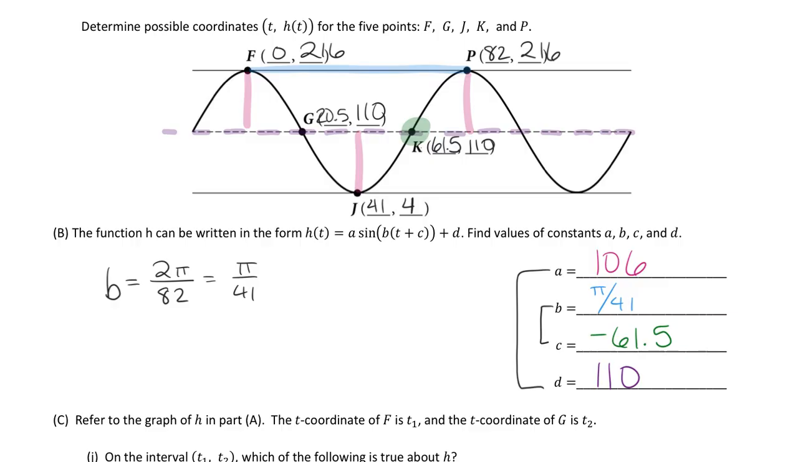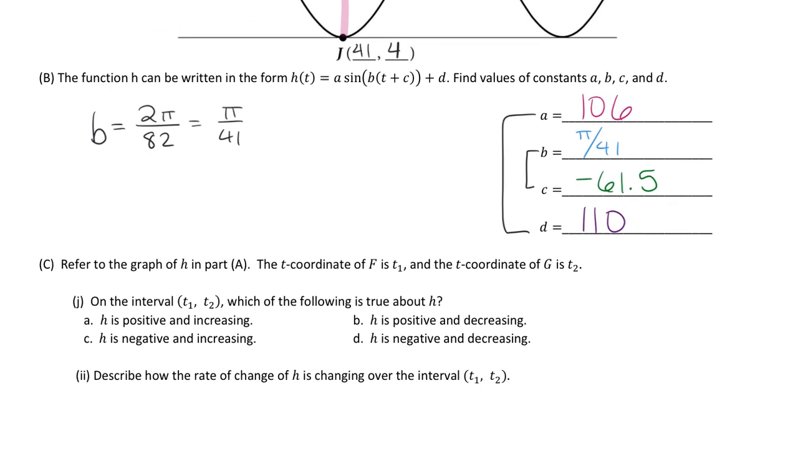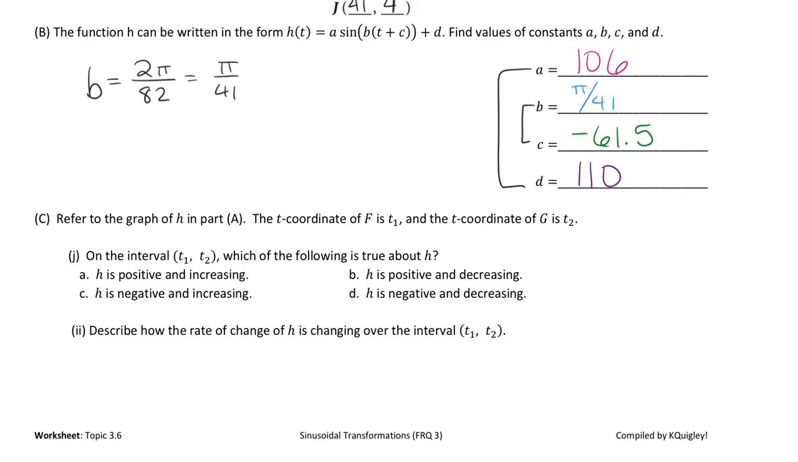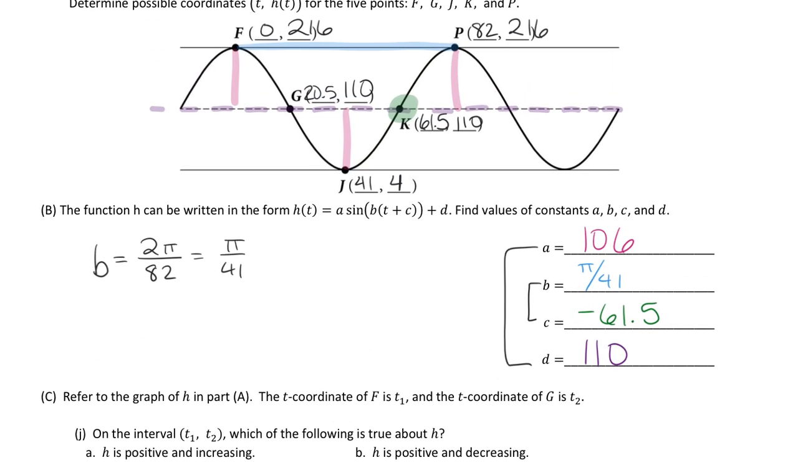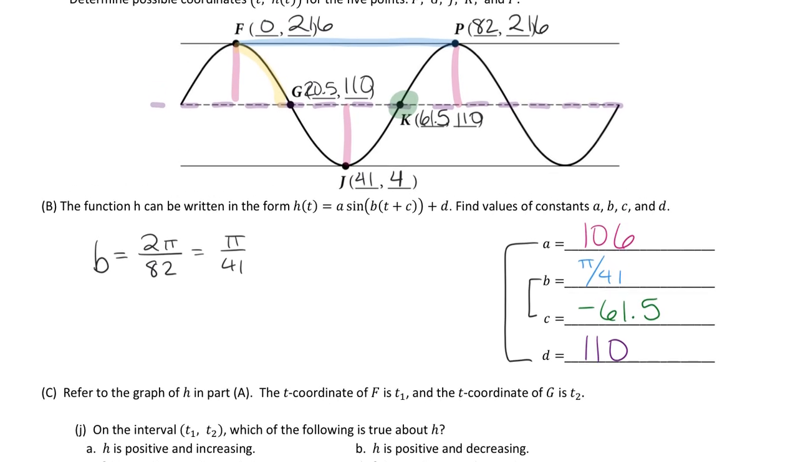Now, your last 2 points from this FRQ come from your favorite questions that you're ever asked. Refer to the graph of H in part A. The t coordinate of F is T1 and the t coordinate of G is T2. So we're looking at this section between F and G, right here. Looking at the output values is where we're looking for part 1. On the interval from T1 to T2, which is true about the output values?